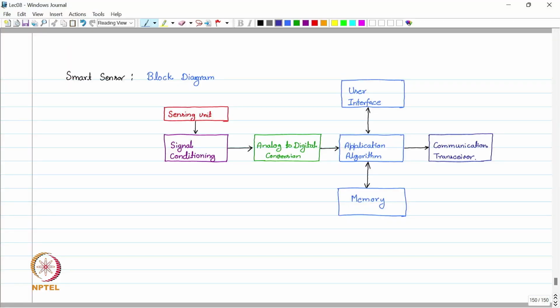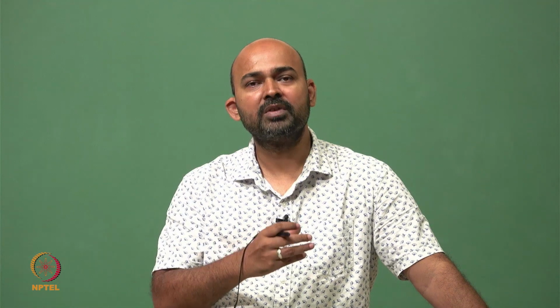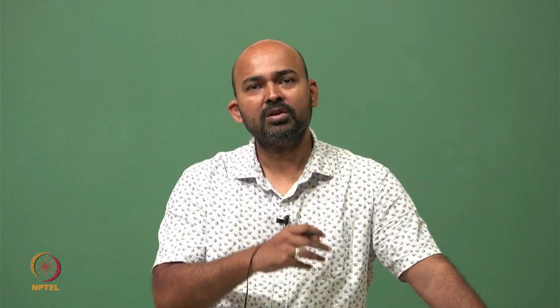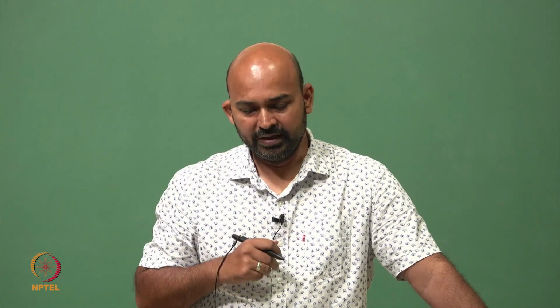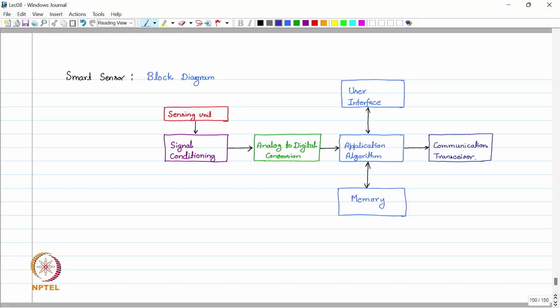Transceiver is nothing but transmitter and receiver. So this block can send the signal as well as receive the signal from the outside world, and this is the communication block which is used to transfer the data from sensor node to sensor network or to internet. So this is the complete block diagram of a smart sensor. However, depending upon the application, a few of the blocks may not be there or a few extra blocks can be there in this block diagram.